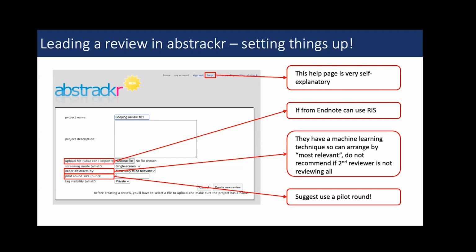And also there's a pilot round, which is extremely useful if you haven't agreed on all your inclusion or exclusion criteria, or you want to test out whether those are clear to people. So you can do a pilot round where you can both screen like 20 papers and come back together and review your accepted and excluded criteria. So you can finalize it and erase all your ratings for the pilot round. But everything will be very self-explanatory on the help page when you are setting up a review in Abstract Hub.